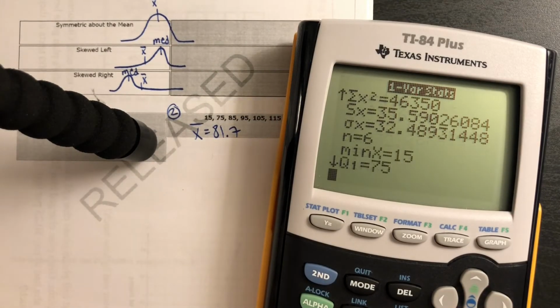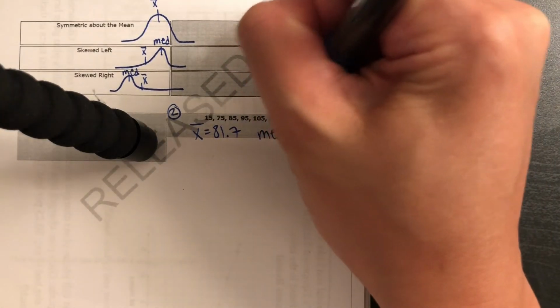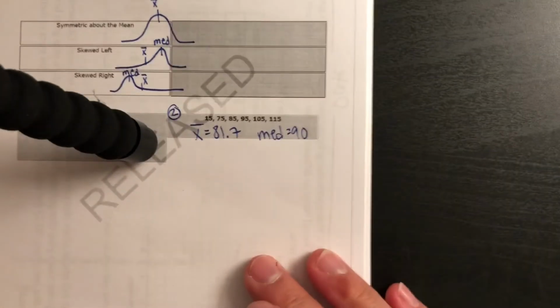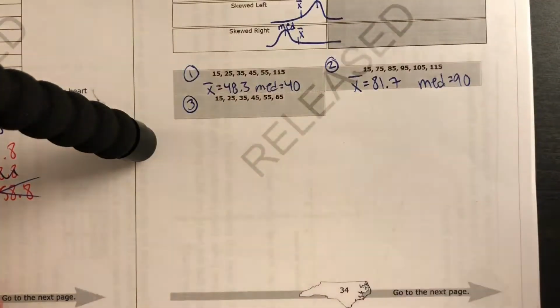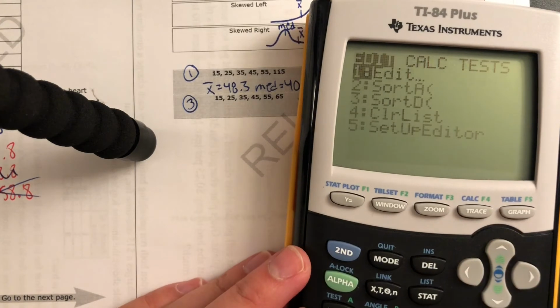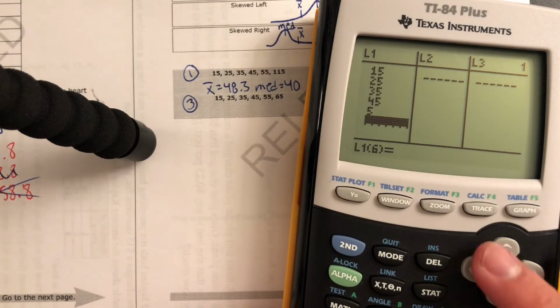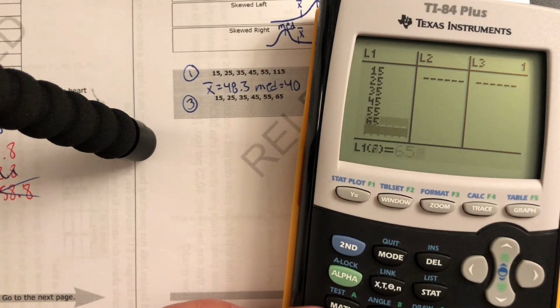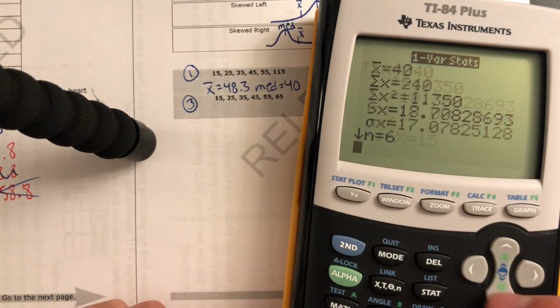And my median is going to be 90. For this last one, I'm going to label it number 3. Same process. Stat, edit. 15, 25, 35, 45, 55, 65. All right, I can already tell what this is going to be. Mean is 40. Median is 40.